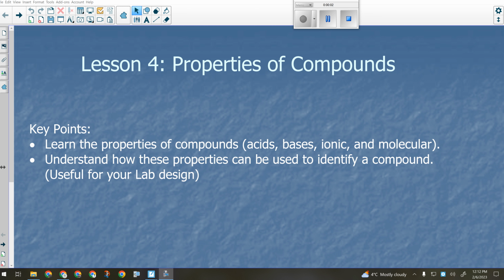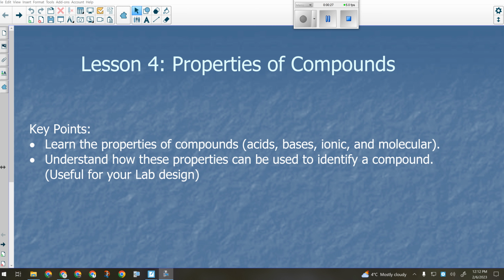All right, so last week we were working on naming compounds, and we will get back to that a little later on this week, but it is something you're going to need to spend some time practicing on your own. Okay, today we're going to go over properties of compounds. So we're going to look at some of the properties of ionic compounds and some of the properties of molecular compounds in preparation for the lab that we will be doing on Wednesday.